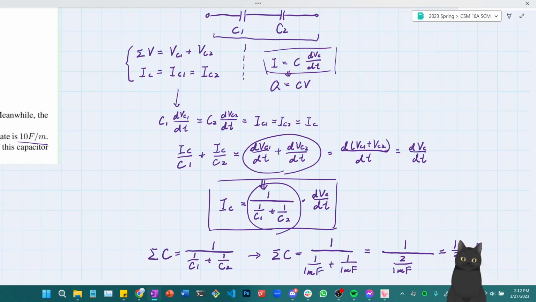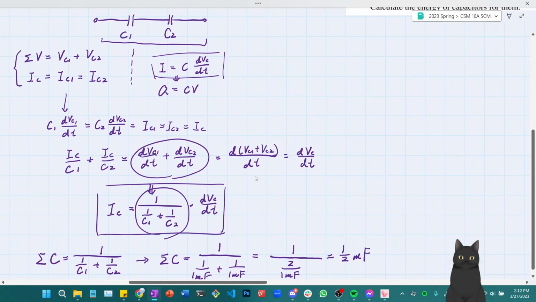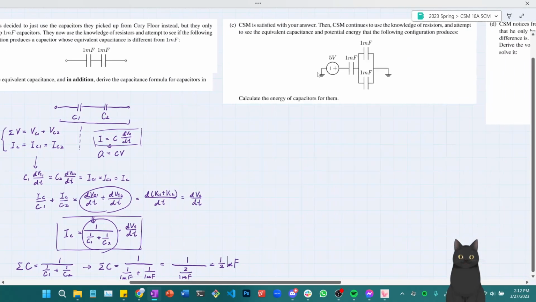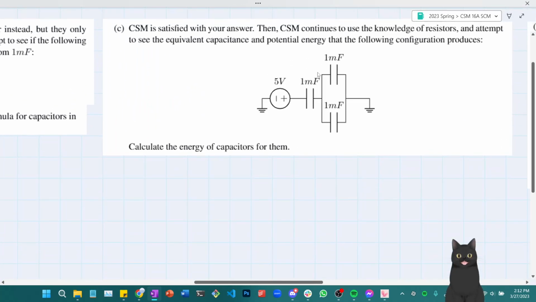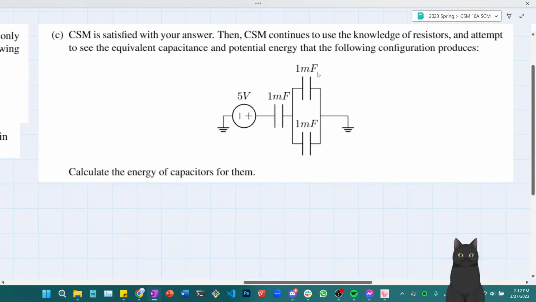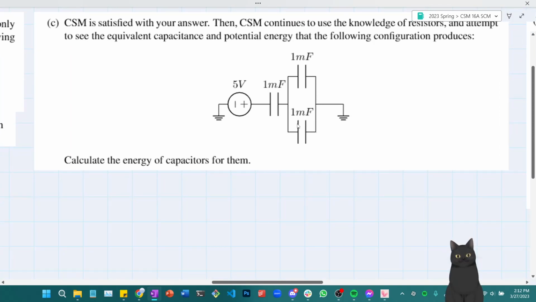Okay, so now that we have figured out how to use series capacitors, we can move on to thinking about parallel capacitors, which is here. So now, if you are satisfied with your answer, then we continue to use the knowledge of the resistor and try to figure out the equivalent capacitance of the following configuration of capacitors and figure out the potential energy that this configuration of capacitors carries. So let's look at the equivalent capacitance part first.